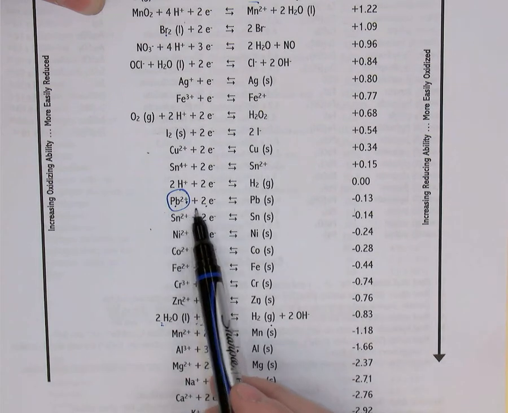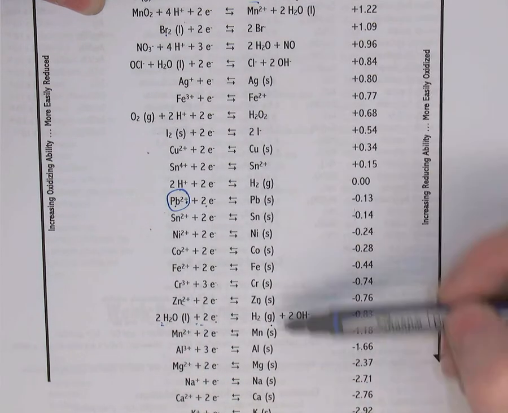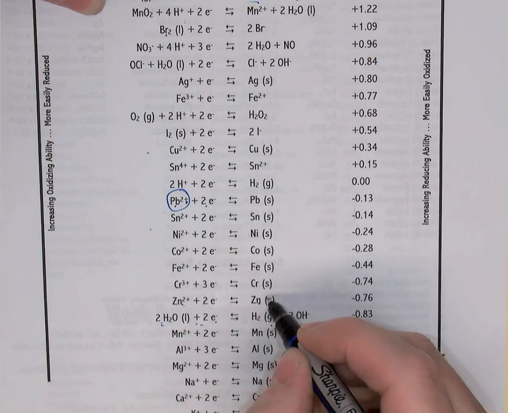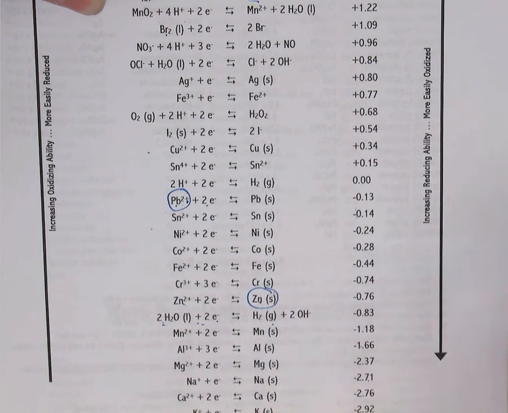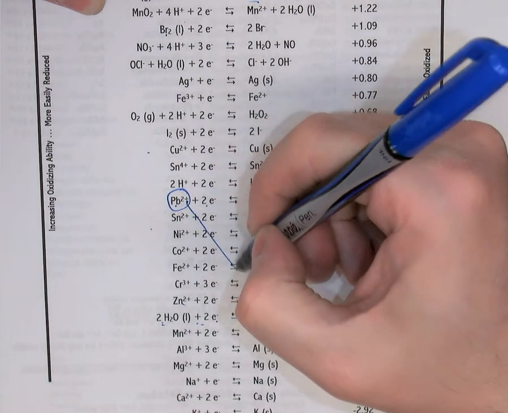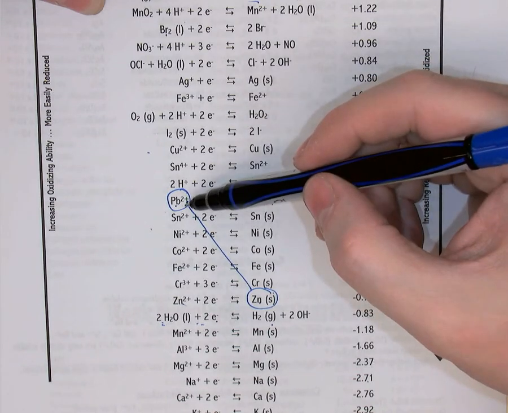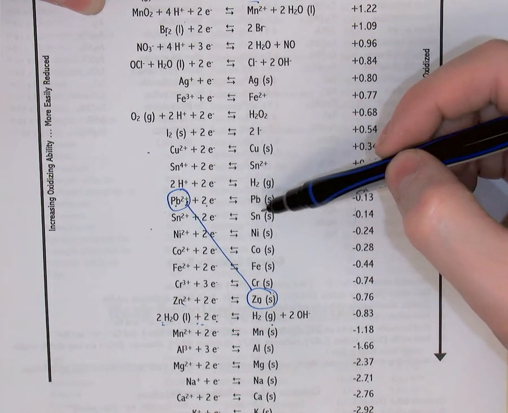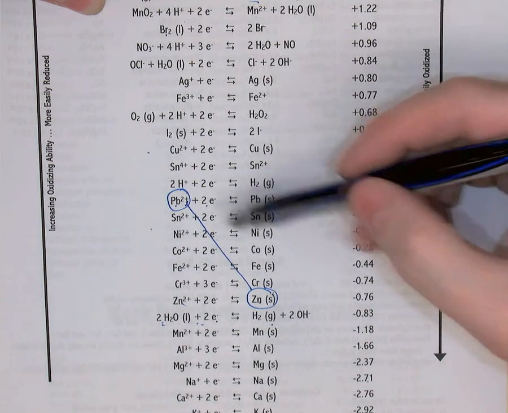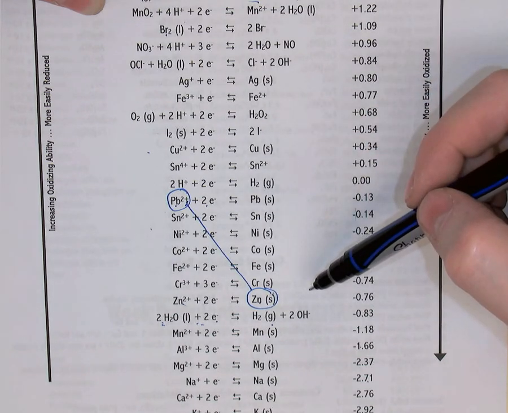The lead is going to be reduced. We need something to be oxidized. Now, we just saw the answer is zinc. And if you notice, it establishes a pattern that when something on the left reacts with something on the right below it, we ended up getting a positive cell potential.